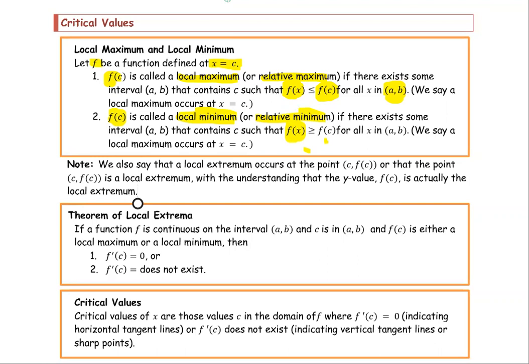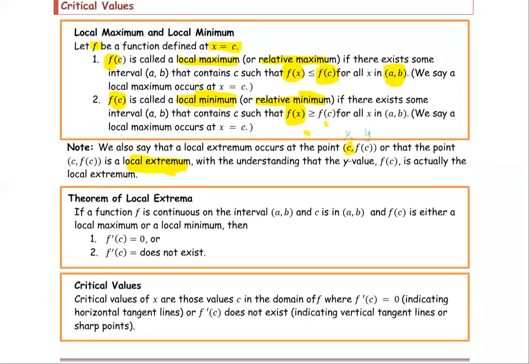So we also say that a local extreme value, or extremum, occurs at the point c. Recall c is the x and the y is the function at c, so the point (c, f(c)) is a local extremum, with the understanding that the y value f(c) is actually the local extremum. Local means relative, so just within the interval that you are working on. Extremum covers both the maximum and the minimum.